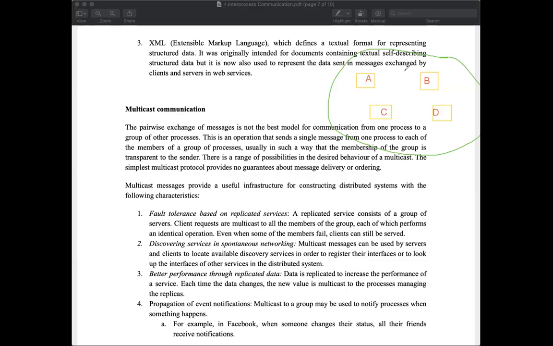So in order to provide a fault tolerance setup in our distributed system, the health of each and every node is a critical thing. In order to communicate that health or the status of each and every node, we can refer to multicast communication, right? In terms of fault tolerance based on replicated services, each and every node can share the status between each other in a distributed system.